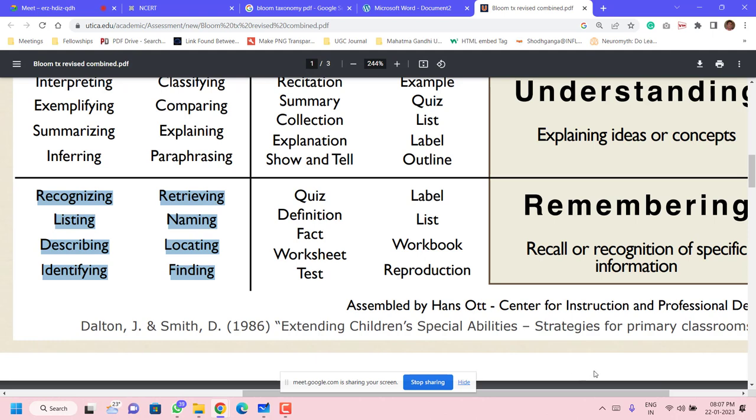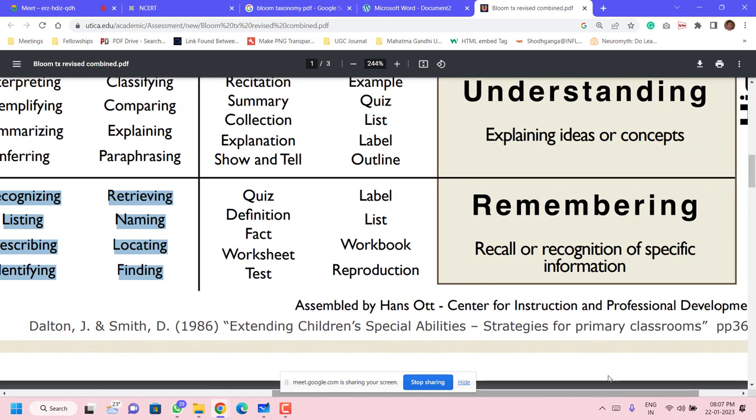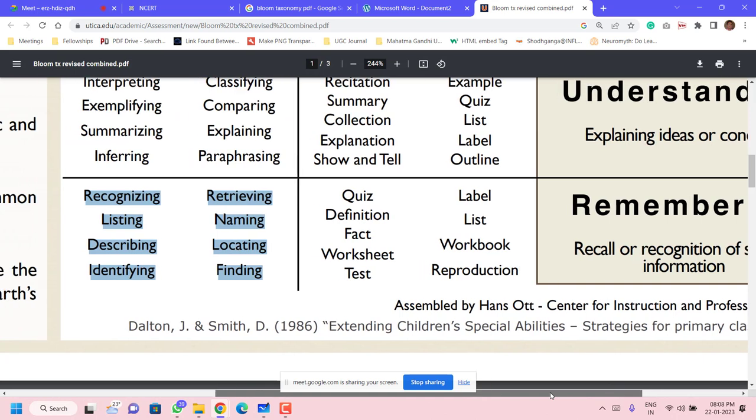For writing the objective related to remembering: remembering is what? Recall or recognize the specific information. How will we ensure, how will we know? Suppose that I am teaching gravitation to you. How will I know that you have remembered the definition of gravitation? Can anybody tell me? If you can apply the equation. No, applying an equation is not required. I just want to know that you have remembered the definition.